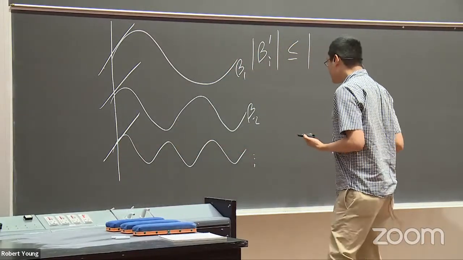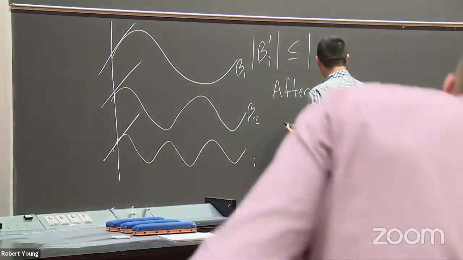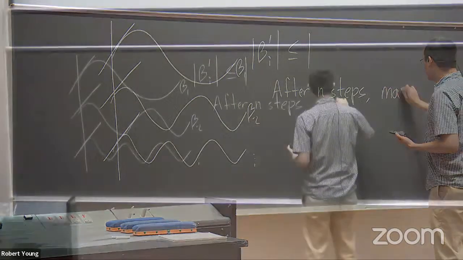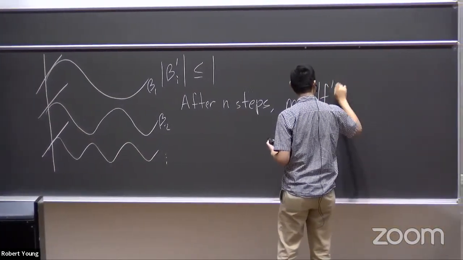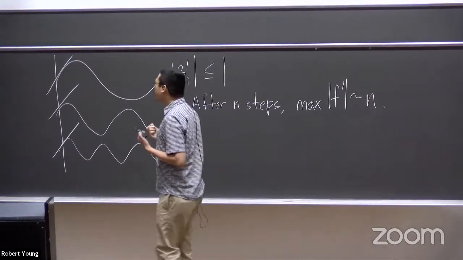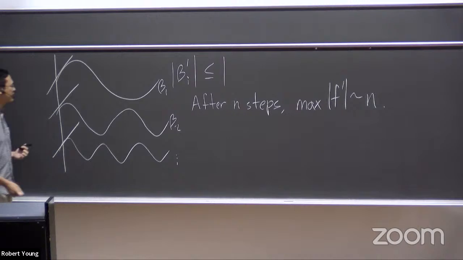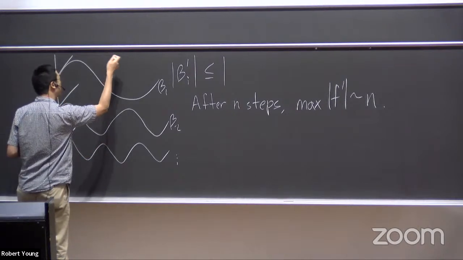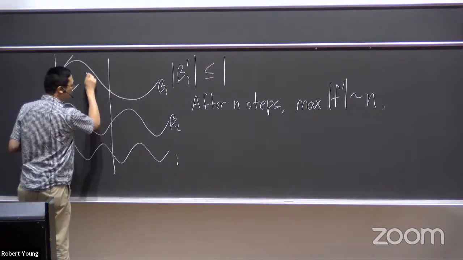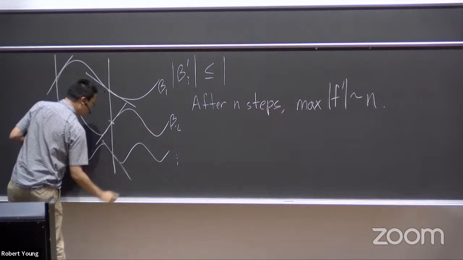And so, after n steps, the maximum derivative is going to be on the order of n. But on average, it should be much smaller. On average, if we pick a generic point, say like so, then we're going to have some points where you have negative derivatives, some points where you have positive derivatives, some points where you have negative derivatives.